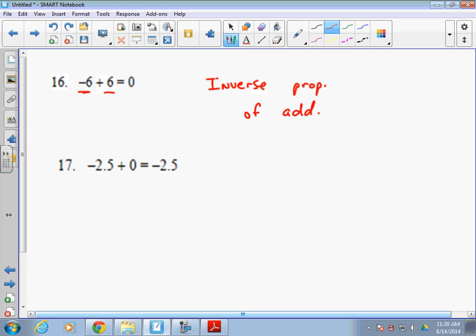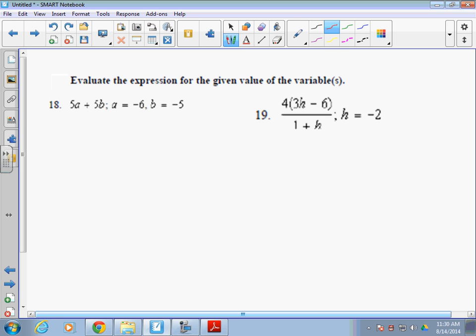Negative 2.5 plus 0. Notice the difference between 16 and 17. The identity of this is not changing. Negative 2.5 is remaining negative 2.5 from the beginning to the end. So this is one where its identity doesn't change. Identity property, and again, this one is of addition. Identity property of addition.